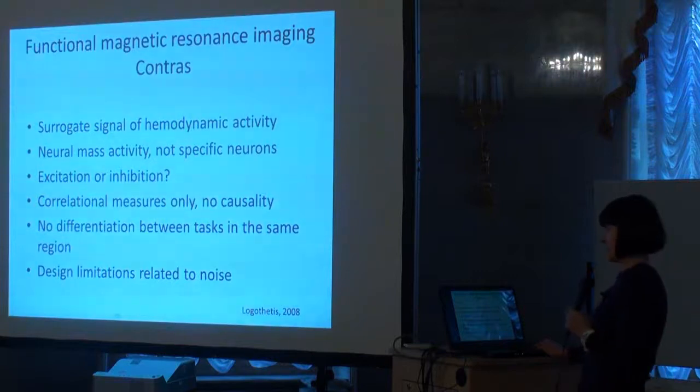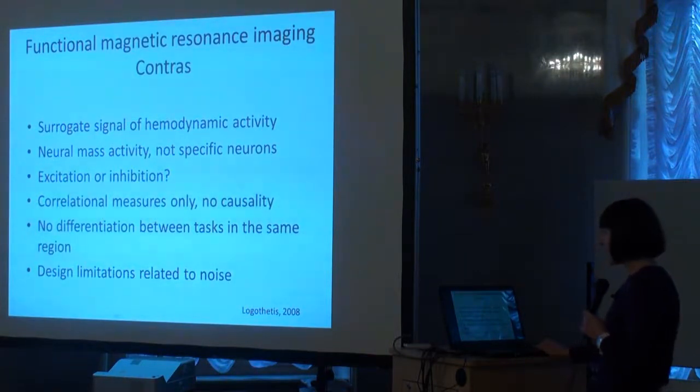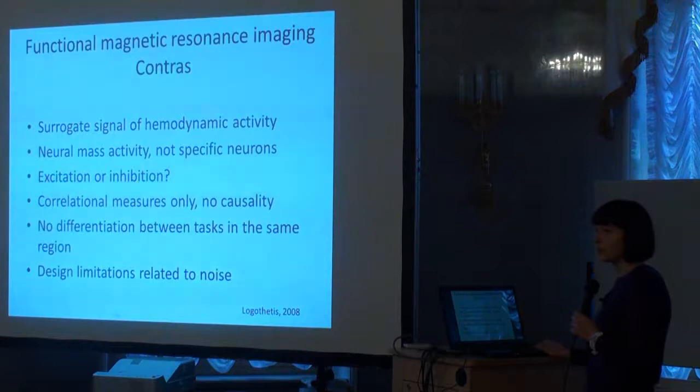So we don't know if the increase in blood flow and the ratio of oxygenated and deoxygenated hemoglobin is caused by excitation or inhibition. And as with many other techniques, it is a correlational measure only. We cannot establish causalities on the basis of fMRI data.